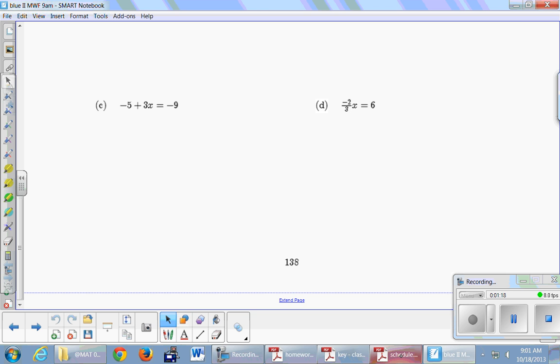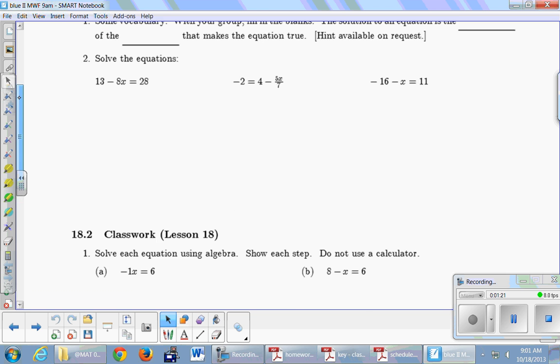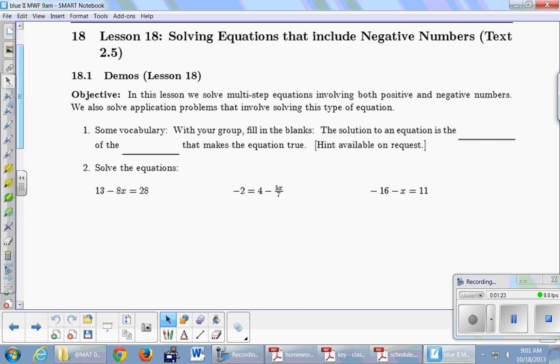And here we are. Okay, can we begin with Dan, the objective? In this lesson, we solved multi-step equations involving both positive and negative numbers. Okay, so in theory, there isn't anything new today. We've already solved multi-step equations and we've already solved application problems that will look quite like the ones that we're doing today. The only difference is before we kept the negative numbers out of all these problems and equations, and today the negative numbers are coming in.